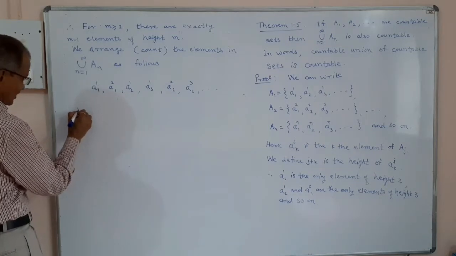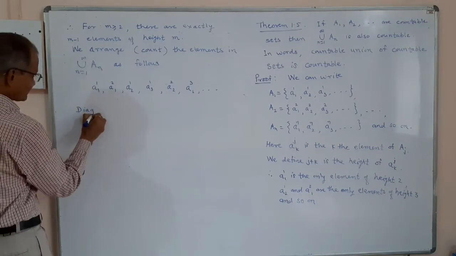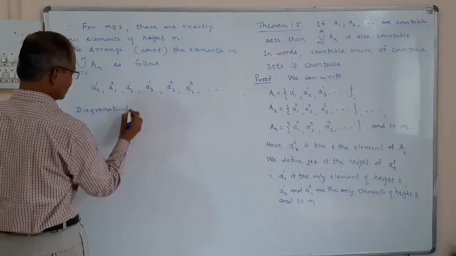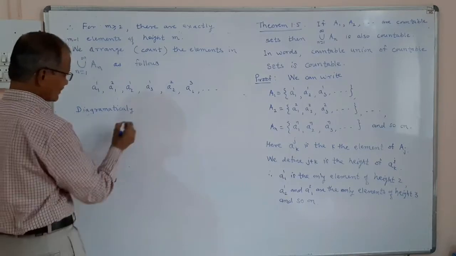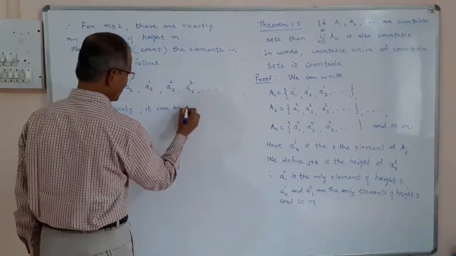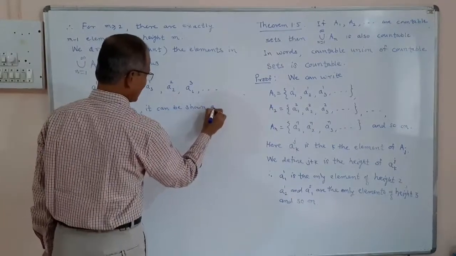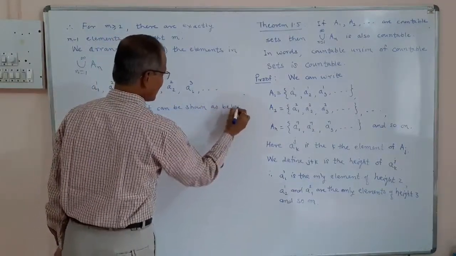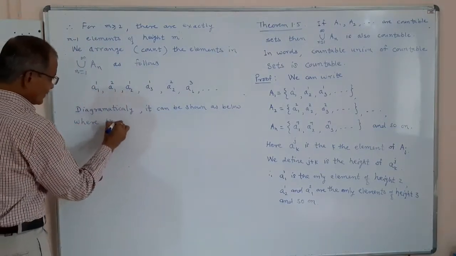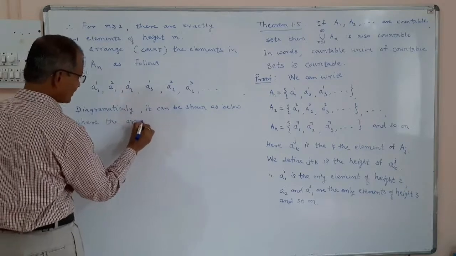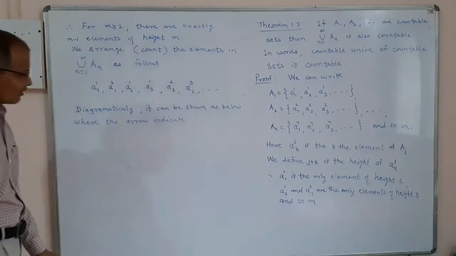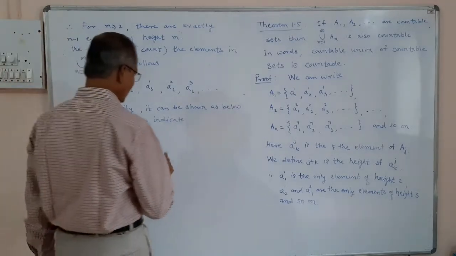Diagrammatically it can be shown as below, where the arrows indicate the order in which the elements are counted.